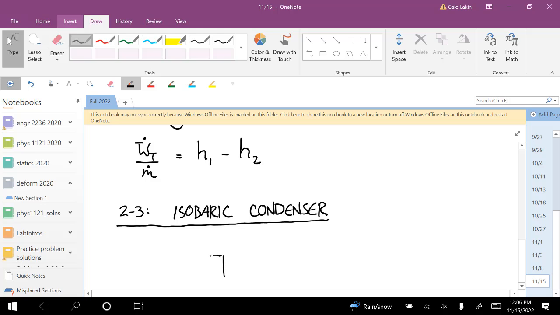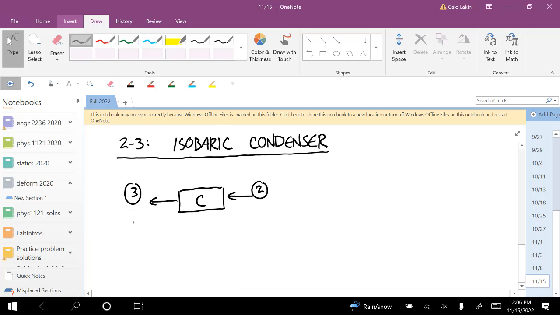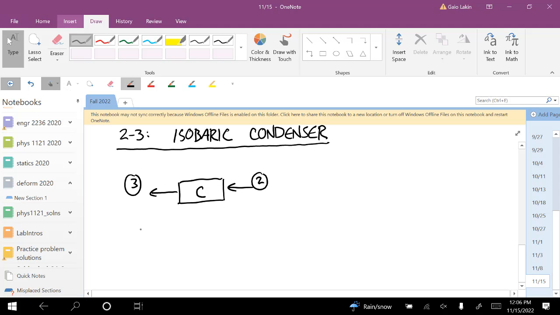And so I'm just going to keep drawing these in the orientation from the figure above. So in this case, we're going along the bottom through the condenser from state 2 on the right to state 3 on the left. In the condenser, heat is coming out. That's why you get flipped order of the enthalpy values compared to the boiler. Otherwise, it's the same equation, but so Q dot for the condenser divided by m dot is equal to h2 minus h3.